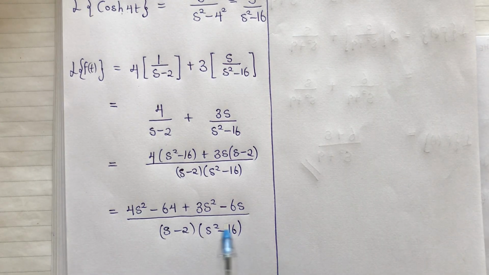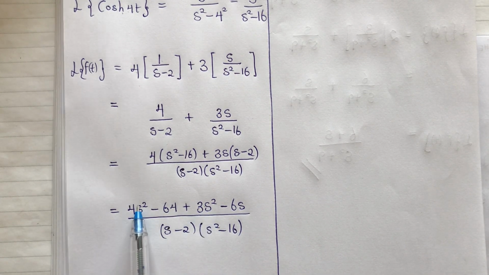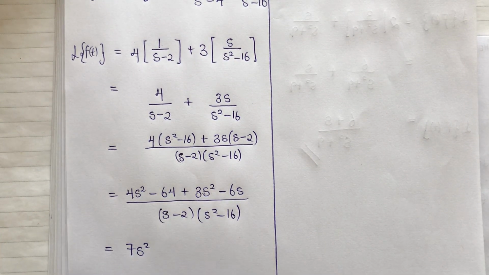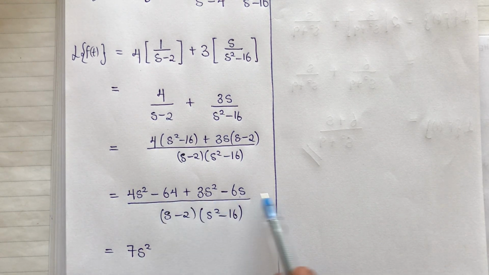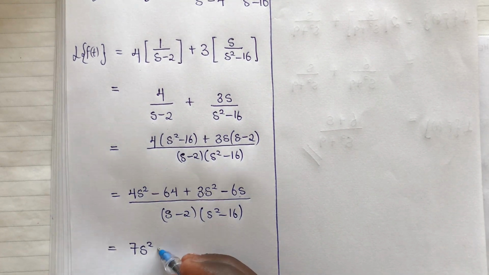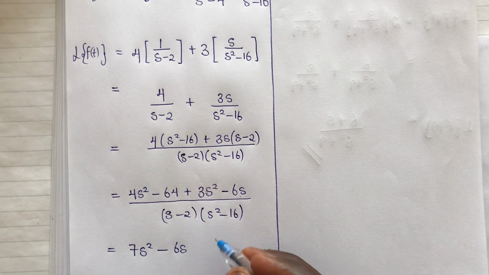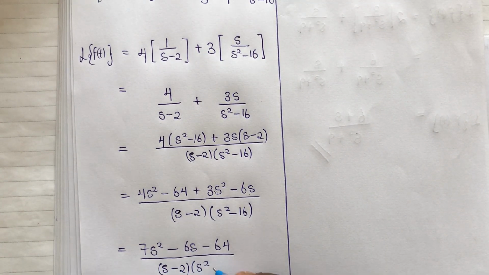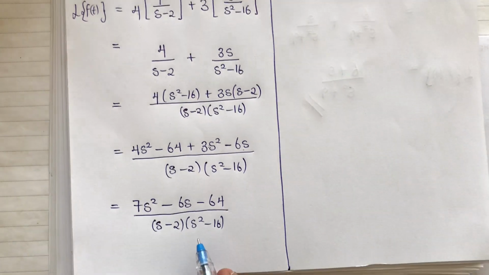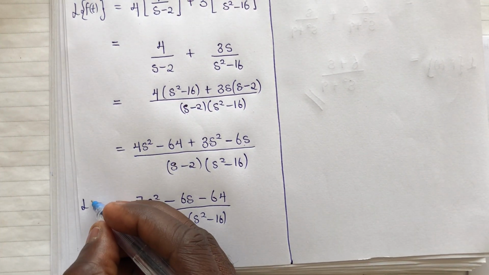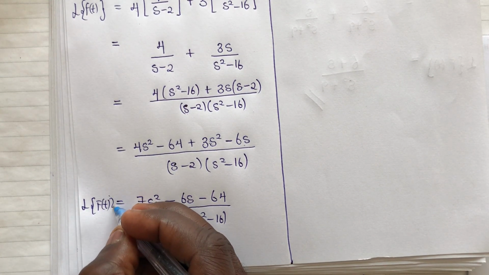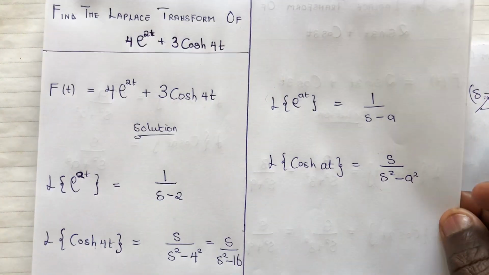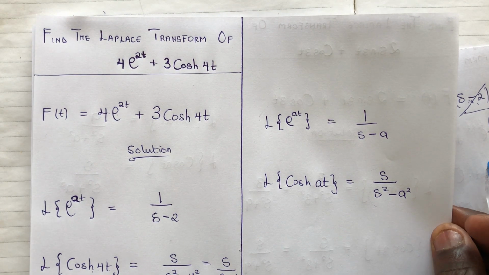So we rearrange this and group like terms, add those ones that are the same. This and this are common, so we can add them. So adding is giving us 7s squared, 4 plus 3. Then we arrange it in descending order. s squared, we move on to this side. This is giving us minus 6s minus 64. You divide this by s minus 2 times s squared minus 16. You can choose to expand the denominator. Okay, so the Laplace transform of the function f of t, I don't want to write the whole function, is giving us this. So we end it here. f of t was equal to 4e to the power 2t plus 3 cosh 4t.